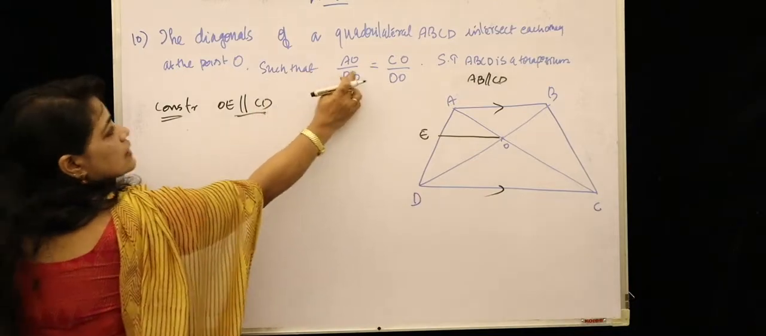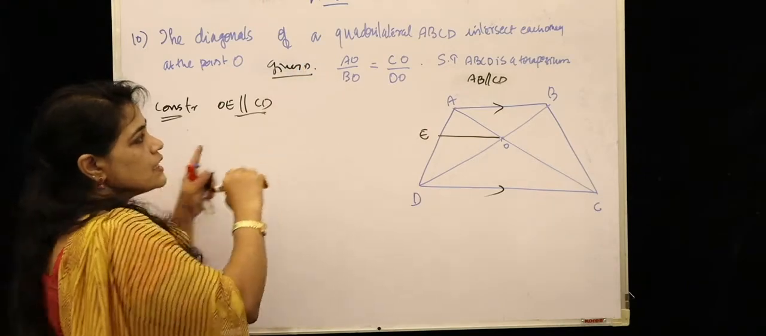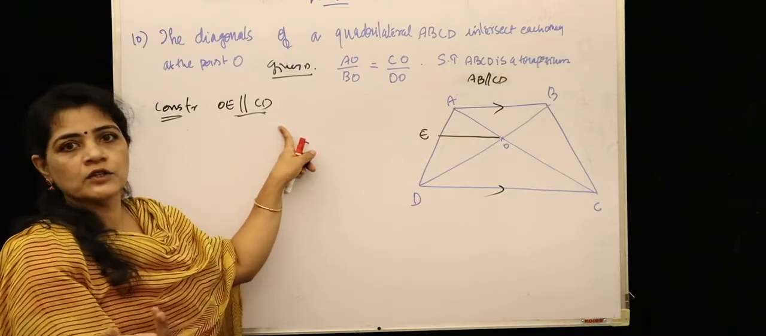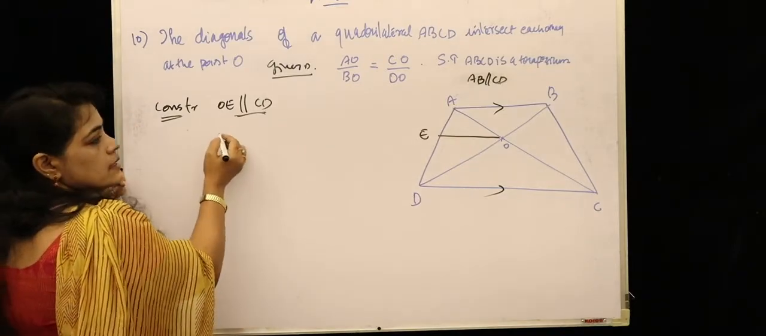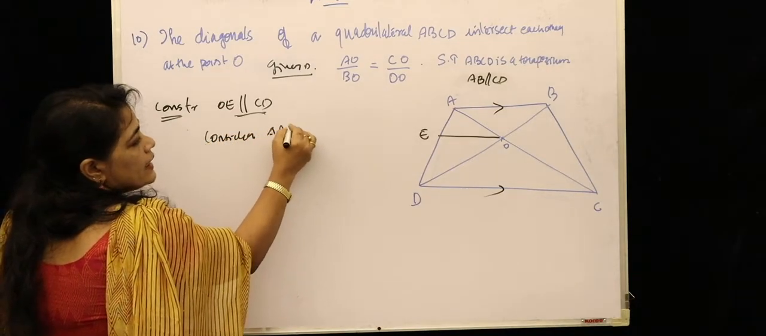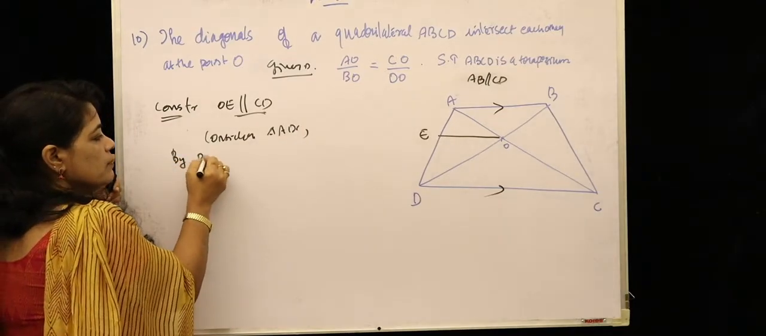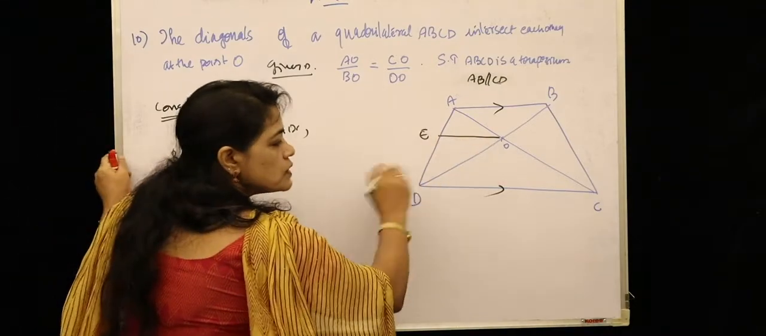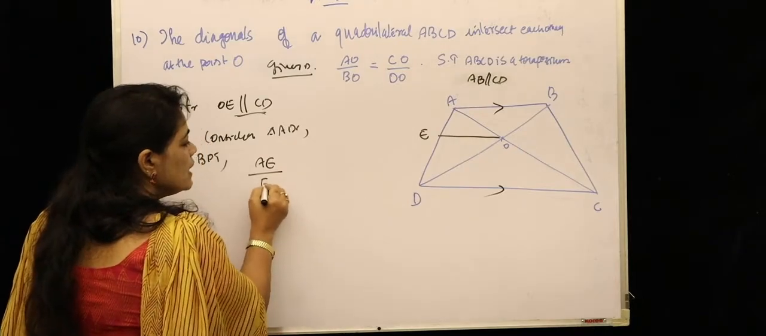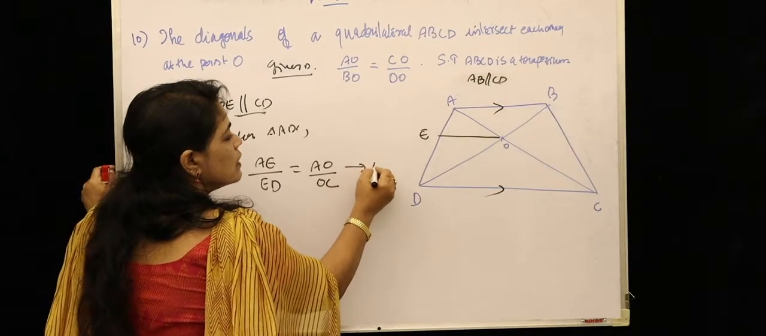Given, children, all these things you have to write in all the questions, and what we have to show: ABCD is a trapezium. Okay, that is understood, and the construction: OE parallel to CD. And see children, consider triangle ADC. Since OE is parallel to CD, by BPT, what you can write? The other two sides AD and AC are divided in the same ratio. That is AE by ED equal to AO by OC. This is equation number 1.